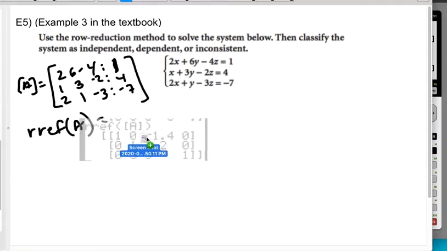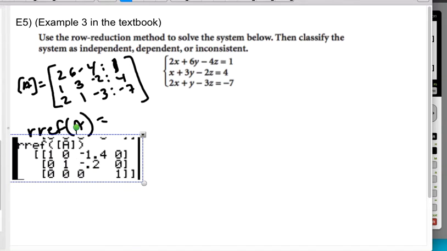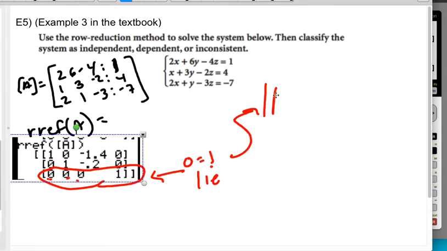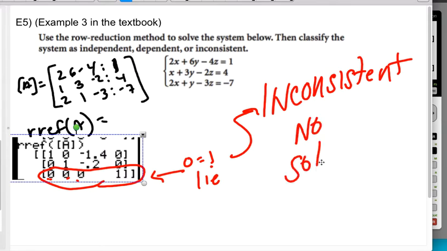Okay, so this is actually the easier problem, to be clear. What I want us to focus on is the bottom row. The bottom row is a lie. The bottom row says 0 equals 1 because it's saying no x's plus no y's plus no z's equals 1. That's a lie. You don't have to do any more math. This is inconsistent and there is no solution. Yay! No solution. End of story.